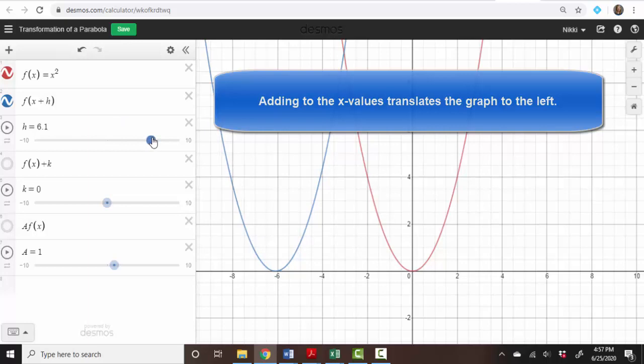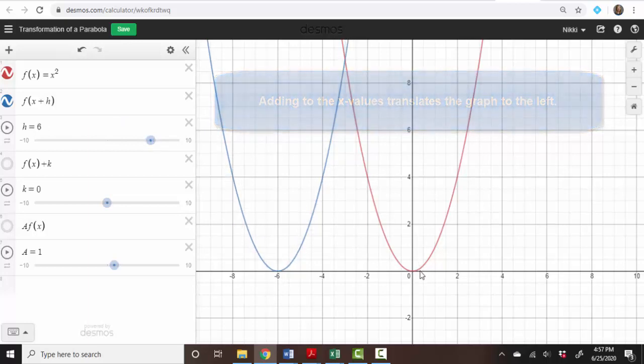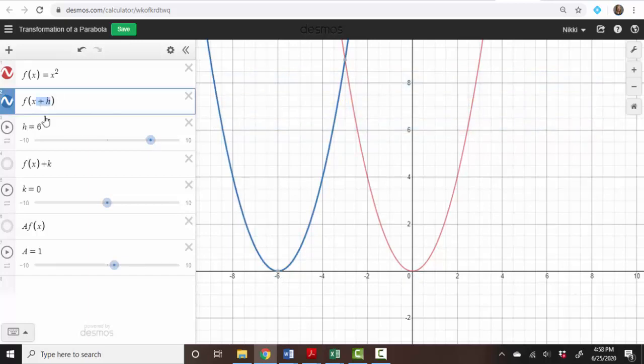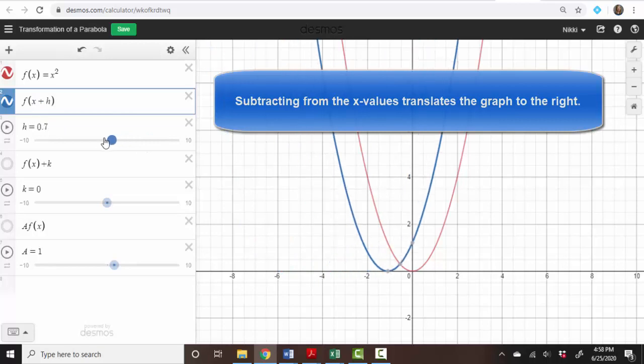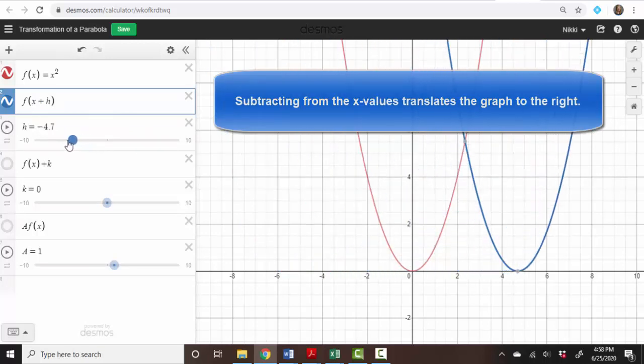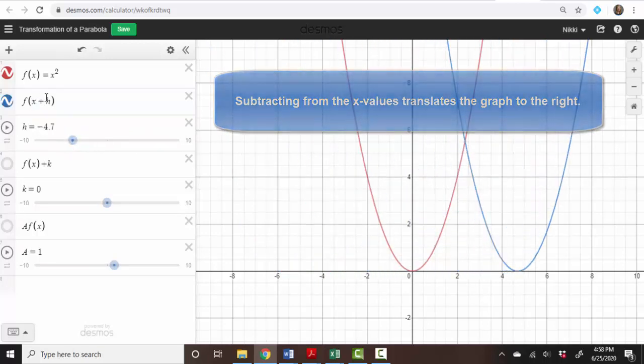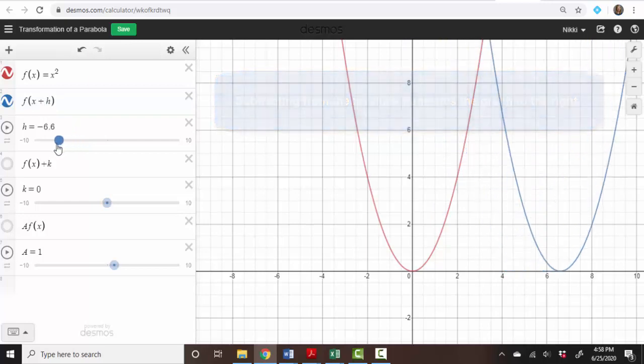So for instance, if h is equal to 6, then the vertex was at 0, 0, and now it's at negative 6, 0. So if you add a negative number, so if h is negative, so if you have x minus a number, then the graph moves to the right.